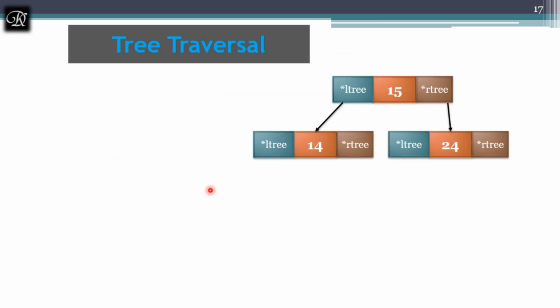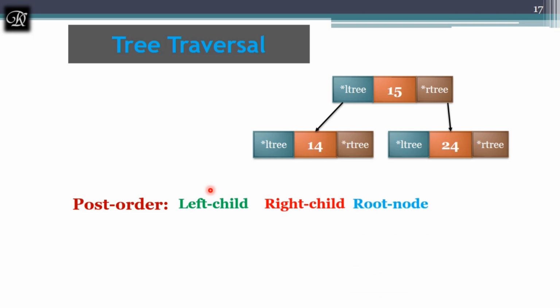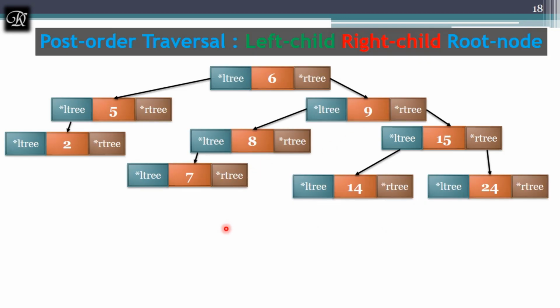Next, let's see the tree traversal of post order. Here we'll be having a left child, right child, and at the end we'll get the root node. It means first 14, then 24, then 15. So for this simple tree it is easy. Let's see for a complex tree what we have constructed.